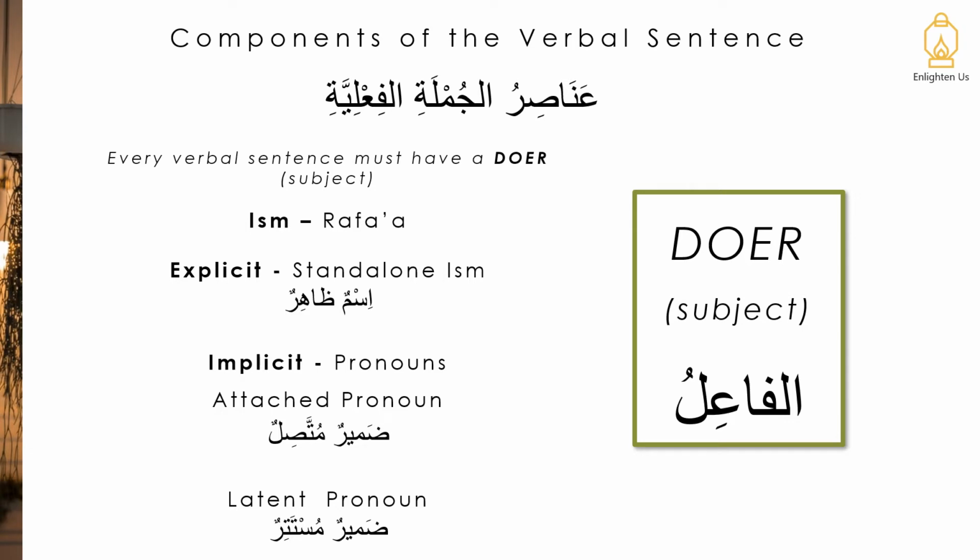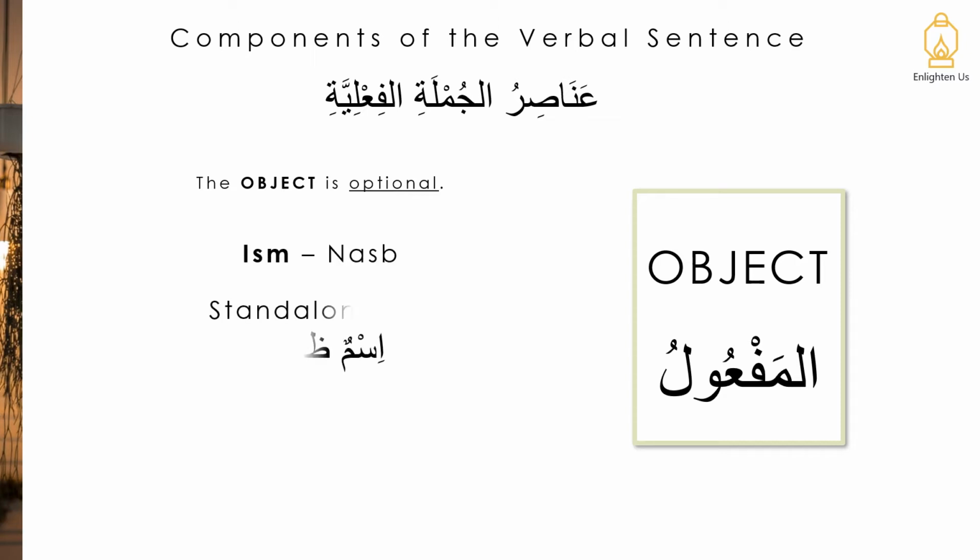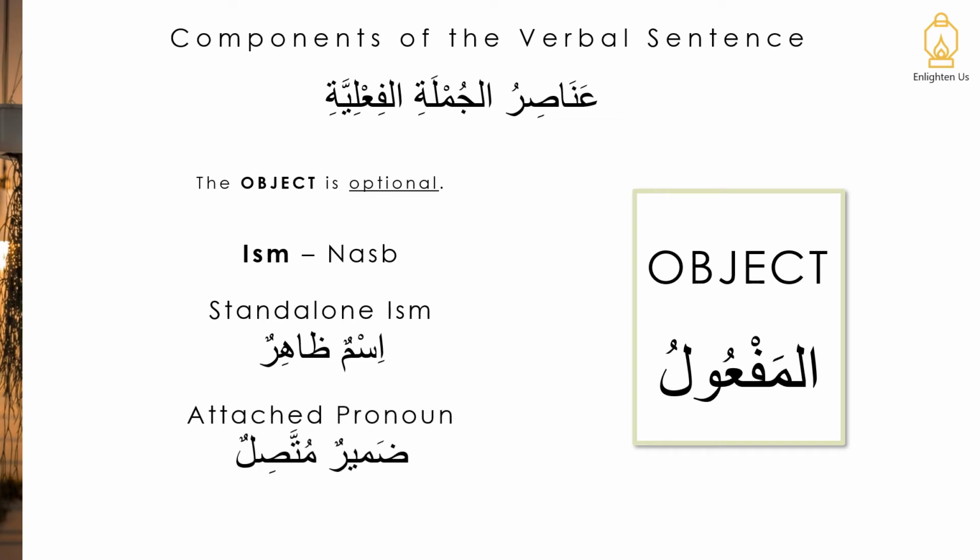Let's move on to our third component. We have our object, المفعول. What's important about the مفعول is that the مفعول is optional. Not every جملة فعلية will have one. Where it does, its state will be nasab. And again, it can be an ism dahir, a standalone ism, or it can be an attached pronoun, a damir muttasil.